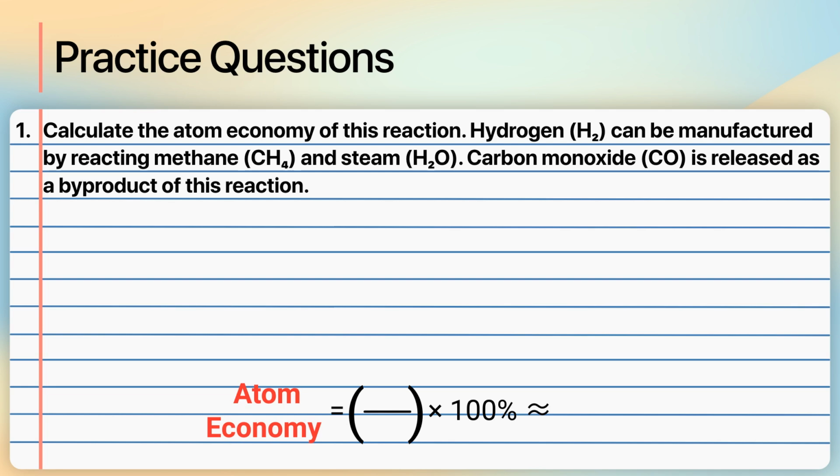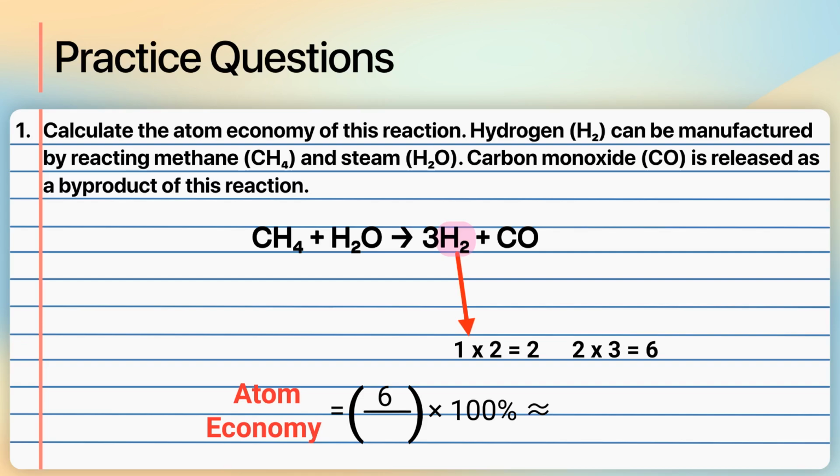Now, let's look at an example of a reaction with multiple reactants. Hydrogen can be manufactured by reacting methane and steam. Carbon monoxide is released as a byproduct of this reaction. First, identify the desired product. Here, it is hydrogen. Next, calculate the relative formula mass of hydrogen. Hydrogen, H, has an atomic mass of 1. So for H2, we do 1 times 2, which equals 2. The equation shows we produce 3 moles of H2 for every mole of ethanol reacted. So we need to multiply this by 3, giving a mass of 2 times 3, which is 6.